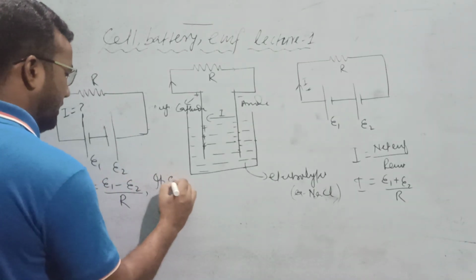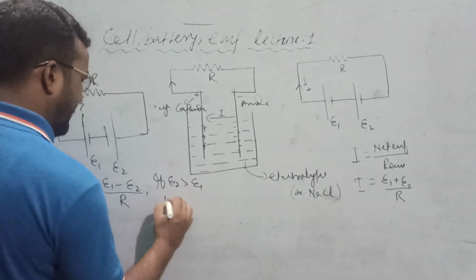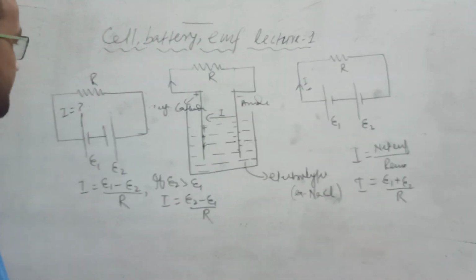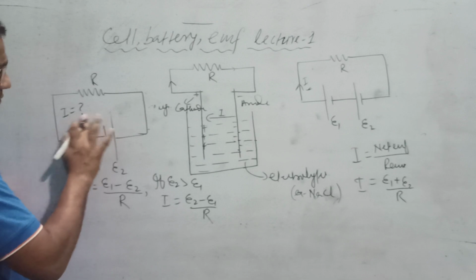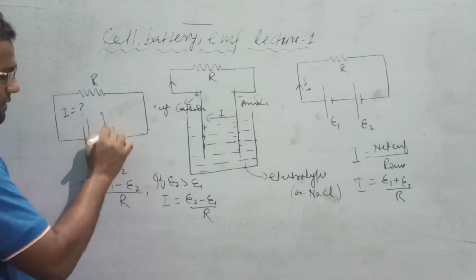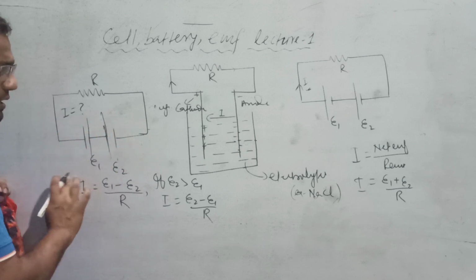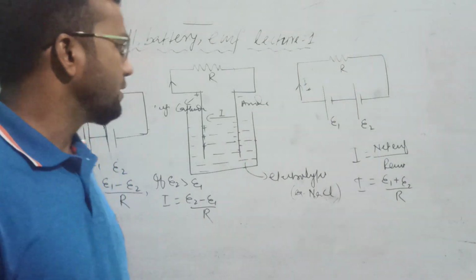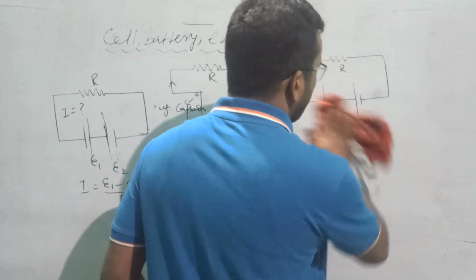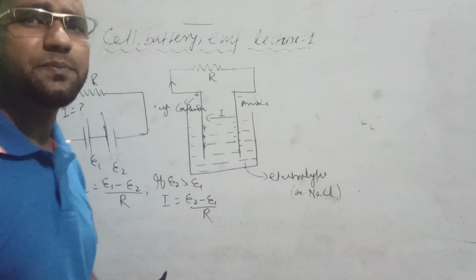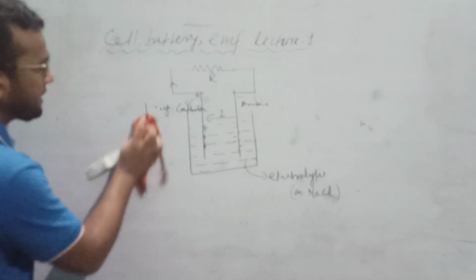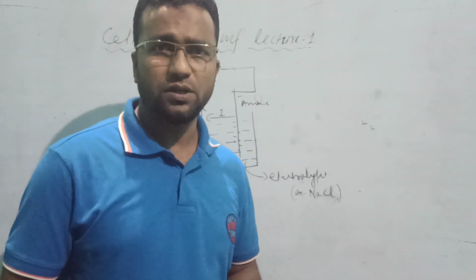If E2 is greater than E1, then we can write I equal to E2 minus E1 by R. Now it is clear? Similarly, also we can see here if these are the positive terminals of the cell and these are the negative terminals, then the formula will be the same. Now it is the case of charging. So here this positive terminal behaves as cathode and this negative terminal behaves as anode.